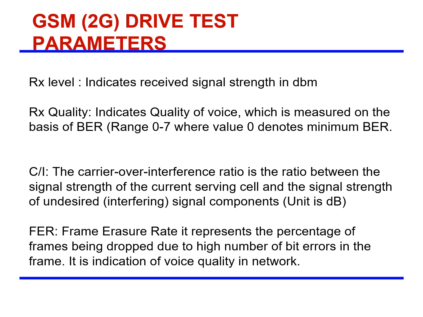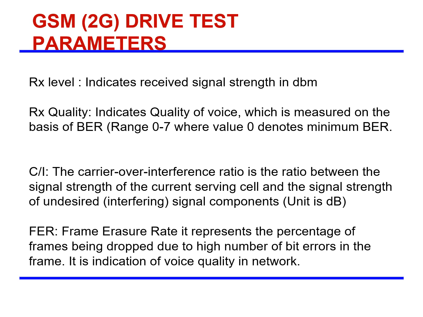GSM drive test parameters. Receive level. Receive level indicates received signal strength in dBm. Receive quality. Receive quality indicates quality of voice, which is measured on the basis of BER, and ranges from 0 to 7, where value 0 denotes the minimum BER.